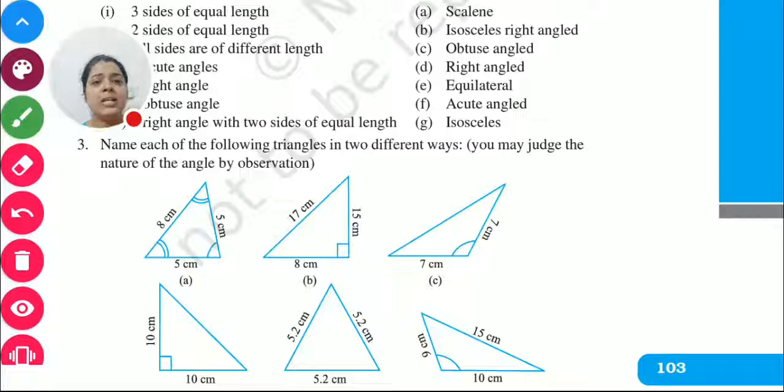So we'll go for it. 8, 5, 5. We find 1 and 2 match. So two sides are the same. So what will it be? When two sides are the same, it will be isosceles.